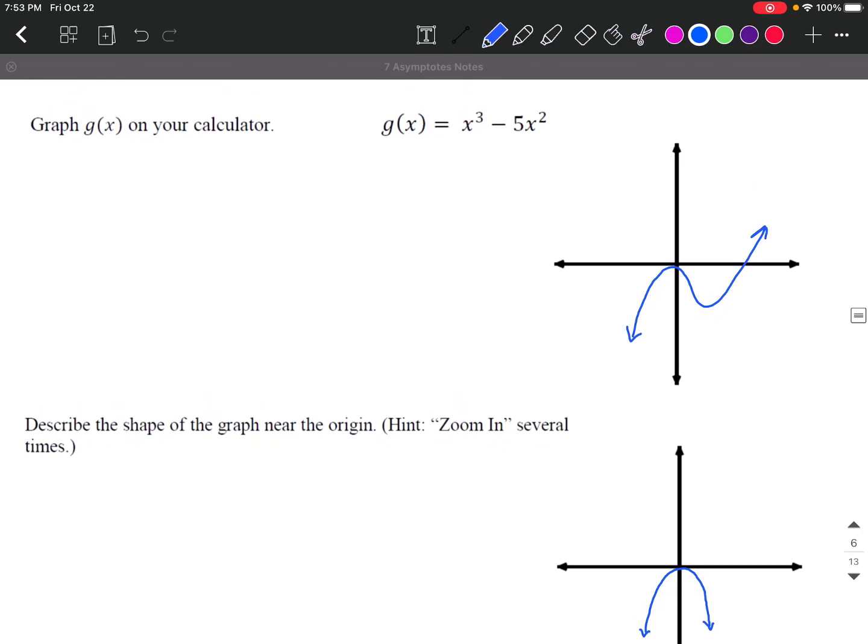What parabola is that? Look at this function again. The x cubes are going to get to 0 faster than the negative 5x squareds. So this starts to look like the parabola negative 5x squared. So as we're headed towards the origin, the highest power of x becomes insignificant and disappears, and what's left in the equation becomes what the graph looks like near the origin.